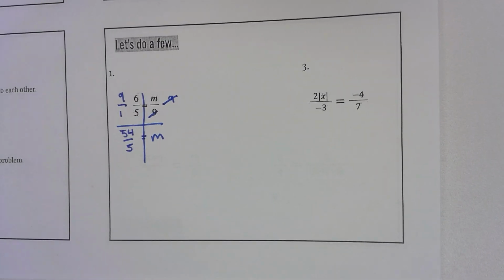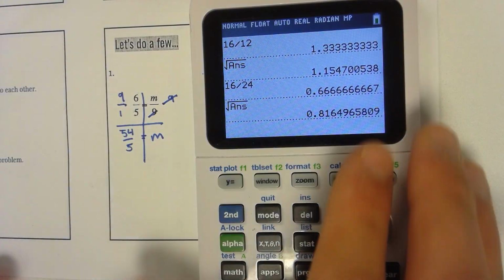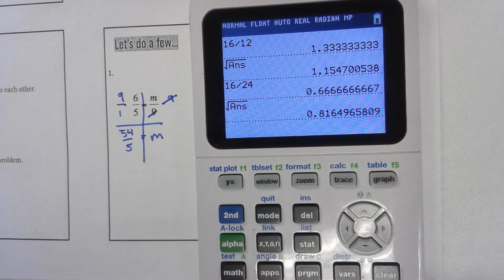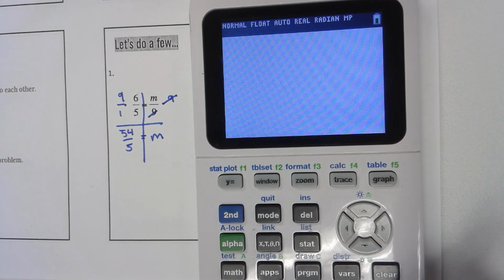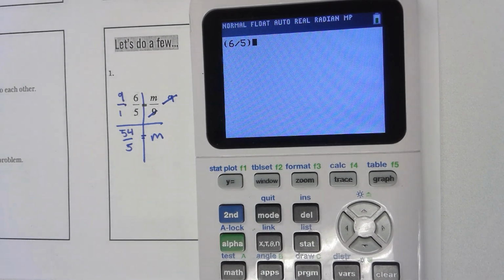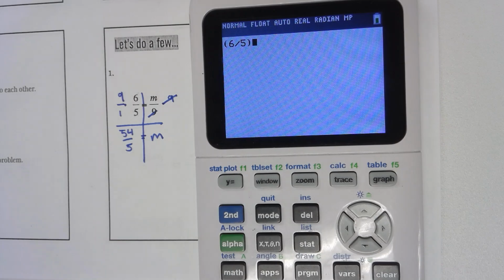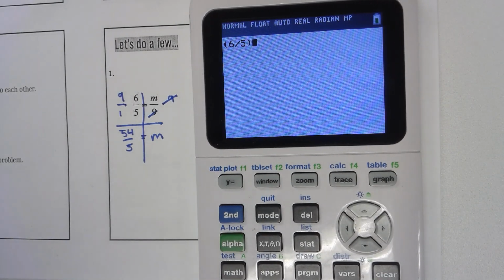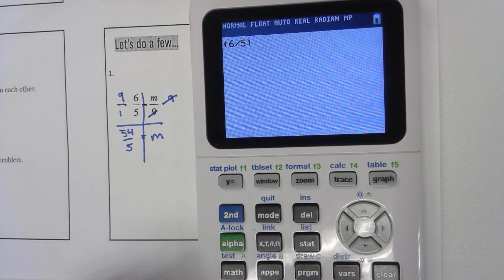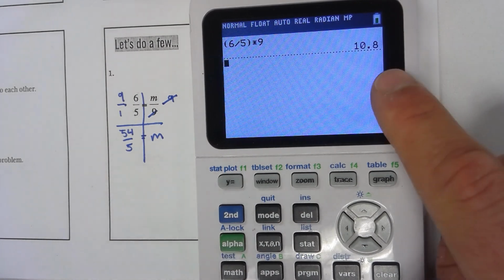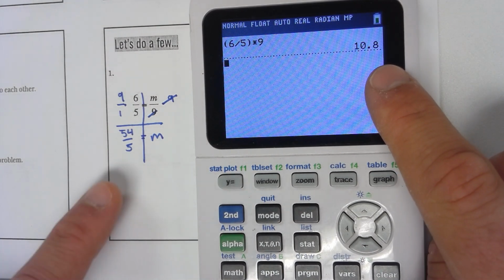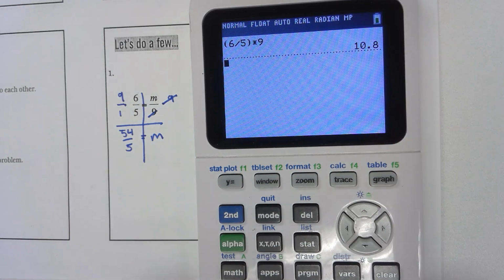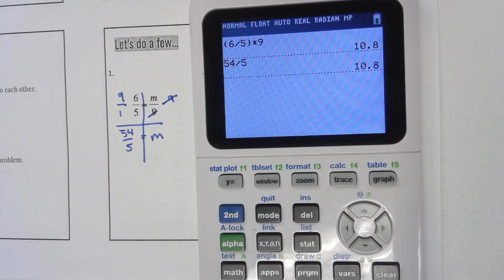Okay, and again, we can have the calculator do that. So with each of these, I will explain how to do the fraction piece. But I could go 6 divided by 5. And remember, anytime we're multiplying or working with a fraction, it needs to go in the parentheses like that. So 6 divided by 5 times 9, it's going to give it to me as a decimal. And let's just see if this is the same decimal that I got. So 54 divided by 5 is the same thing as 10.8.